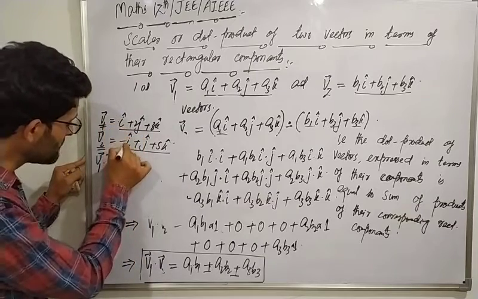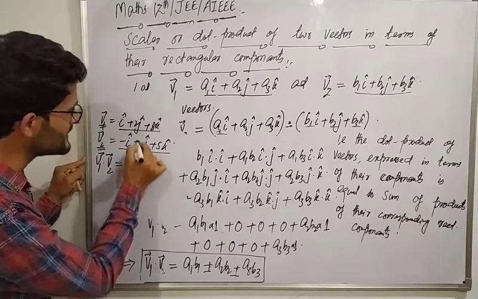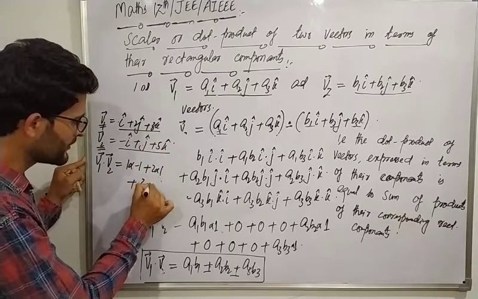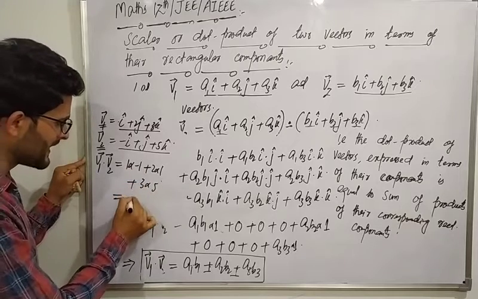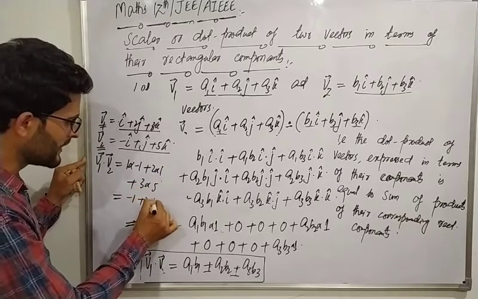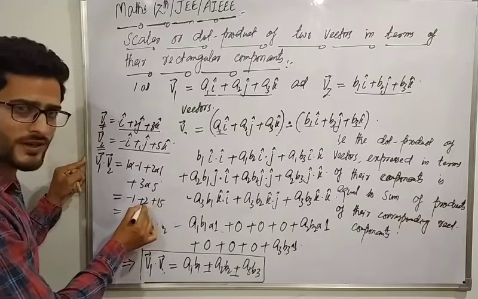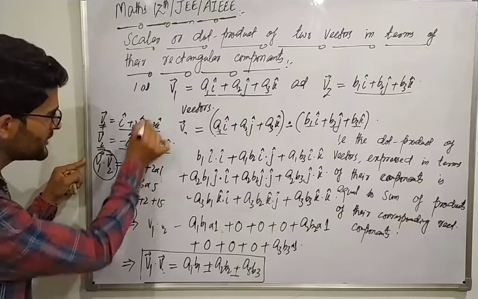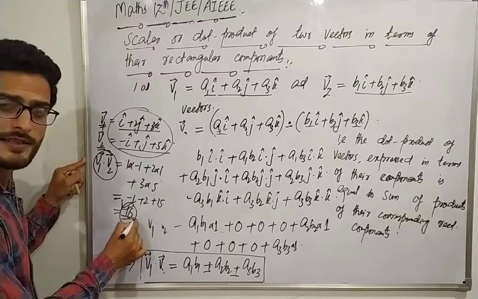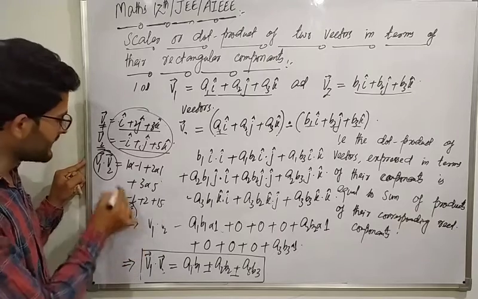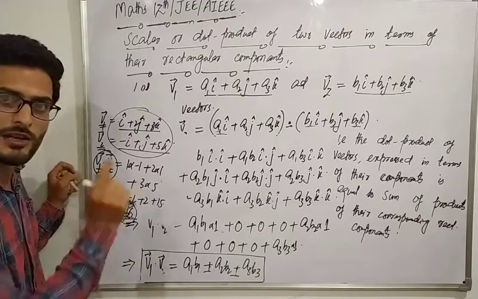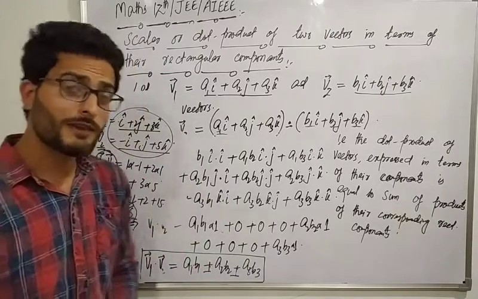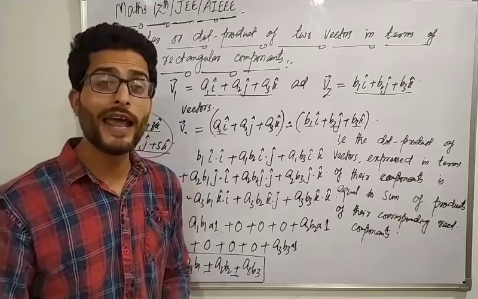So 1 into minus 1 plus, yes, 2 into 1 plus 3 into 5, that's equal 1 into minus 1 is minus 1, 2 1 is our plus 2, 3 5 is our 15, plus 2 is 17, minus 1, that is 16. So the dot product of these two vectors comes out to be 16. 16 is a scalar. That is why dot product of two vectors is also called the scalar product of two vectors. So in this way we can find the dot product of two vectors when they are expressed in terms of their rectangular components.